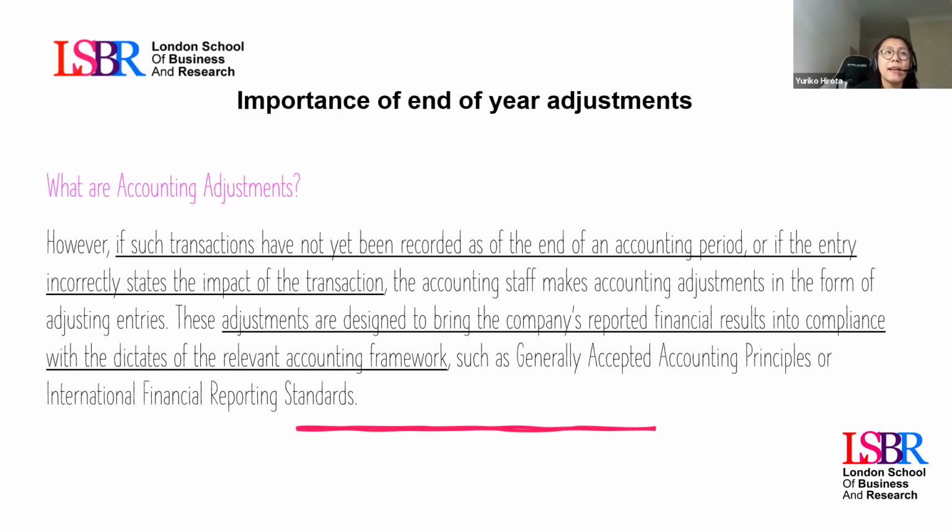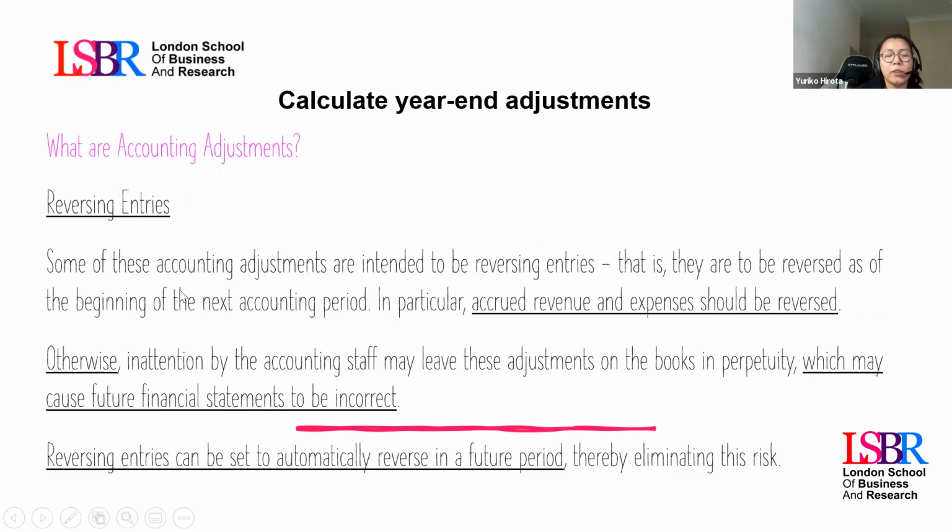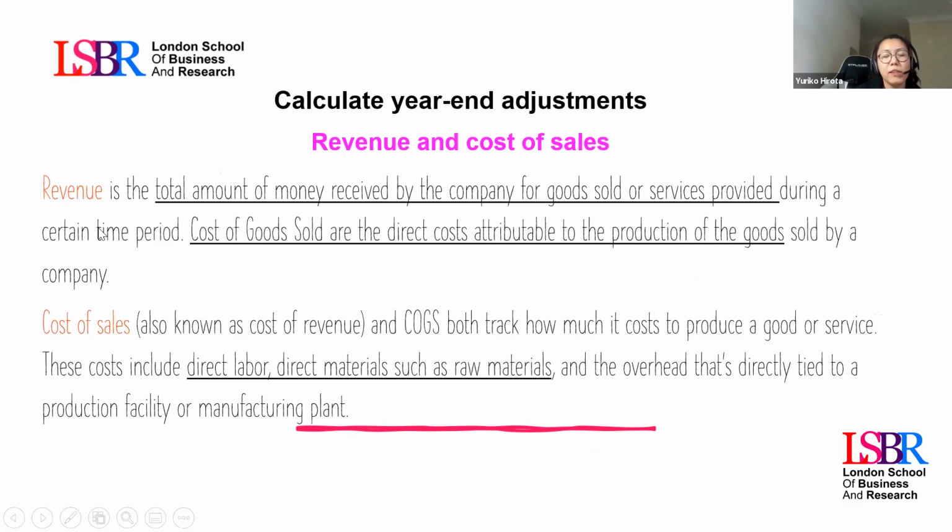So the accounting adjustments are these operations that we haven't registered in the past. And now, in order to provide good information, with quality, that reflects the truth, we need to do some adjustments in the financial statements. Some of these adjustments are reversing. Some of these adjustments are in the revenue section and cost of sales.